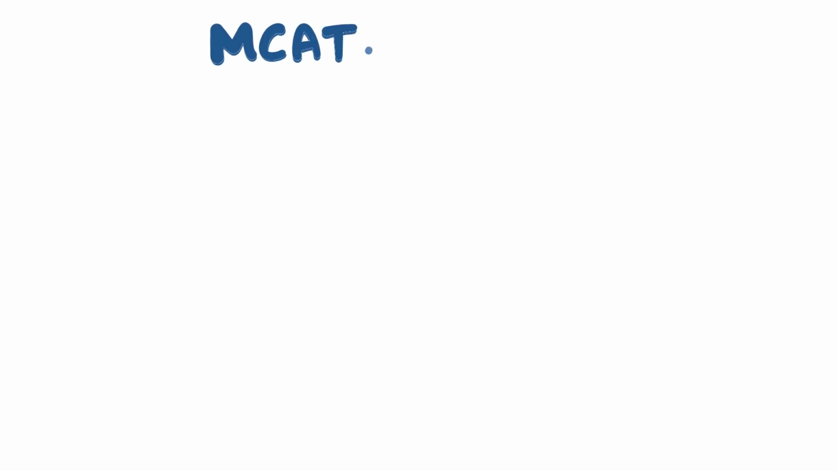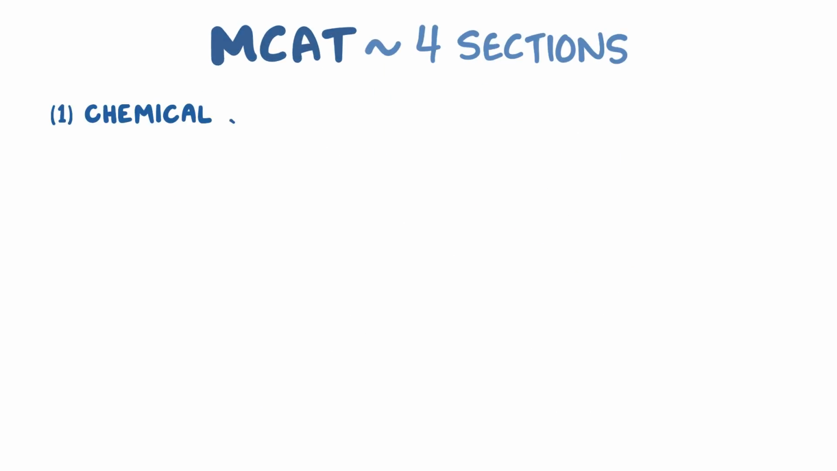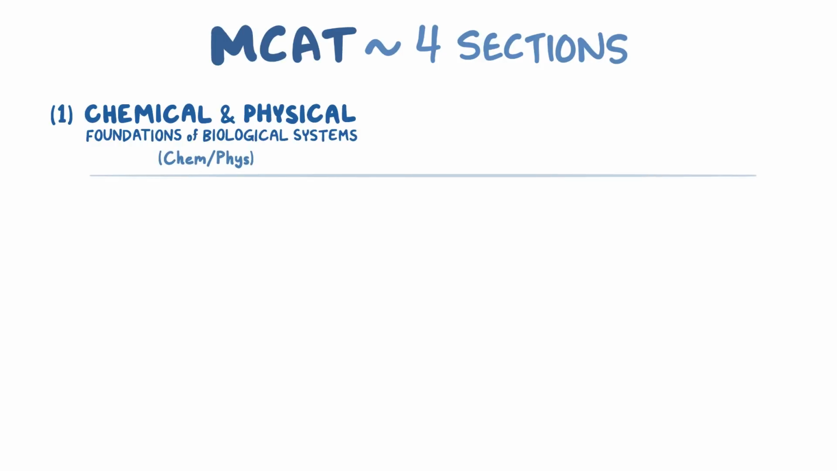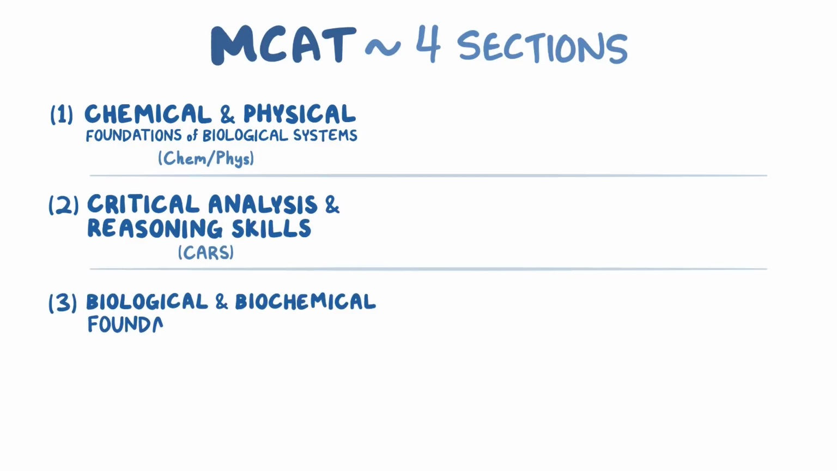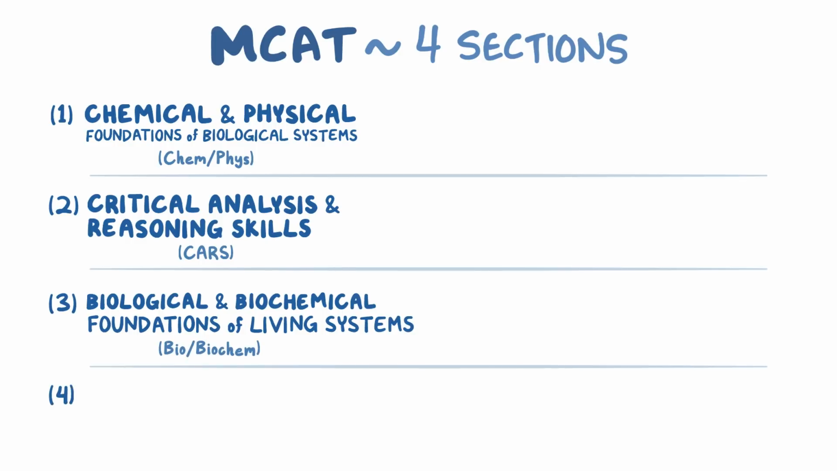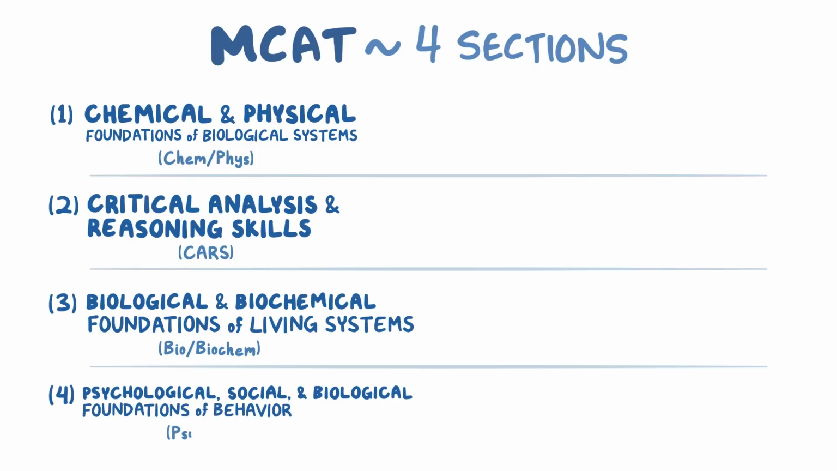Alright, so the MCAT itself has 4 sections. Chemical and Physical Foundations of Biological Systems, or Chem Phys for short. Critical Analysis and Reasoning Skills, or CARS for short. Biological and Biochemical Foundations of Living Systems, or Biochem for short. And lastly, Psychological, Social, and Biological Foundations of Behavior, or Psych-Soc for short.